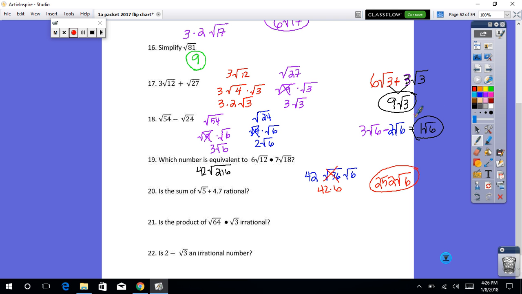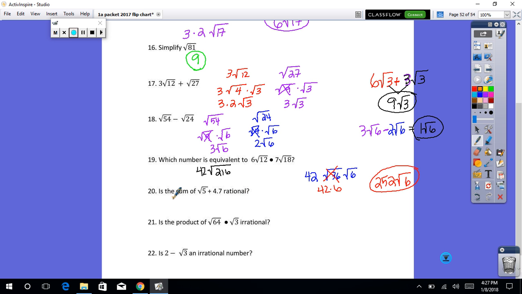Okay, number 20, is the sum of the square root of 5 plus 4.7 rational? Okay, remember rational means basically does it make money? Can you give that as a dollar amount to somebody is the easiest way to determine if something is rational or irrational. Also, if you press the math button in your calculator and try to change it to a fraction, if it will convert to a fraction, then it is rational.